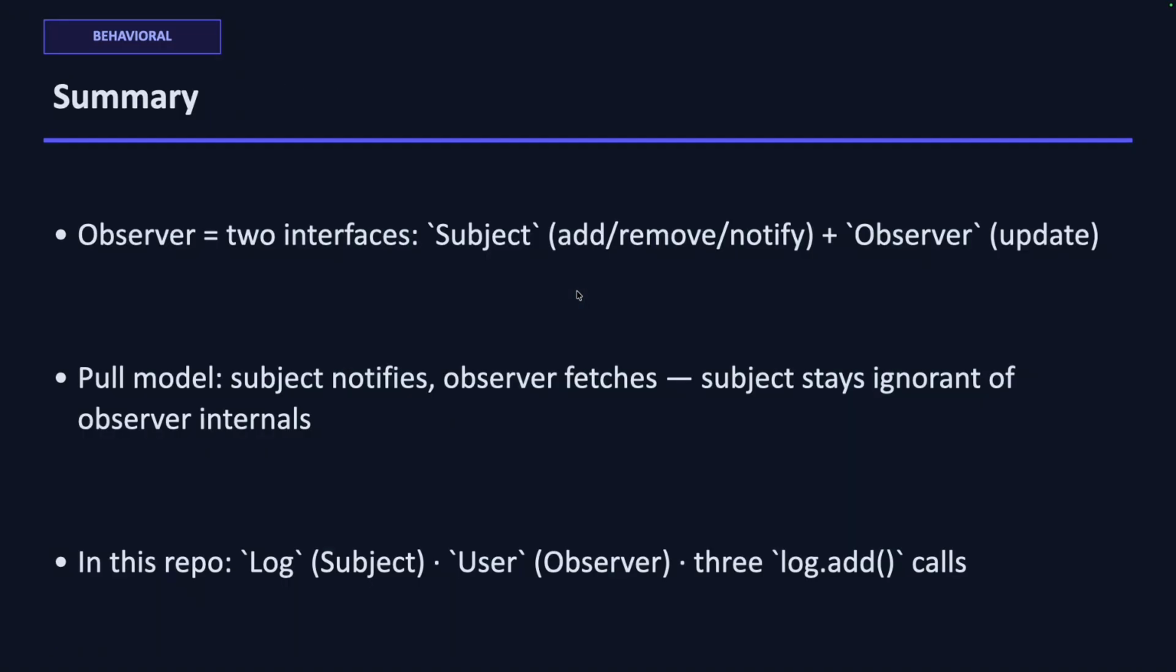In summary, there are three things to remember. First, the observer defines a one-to-many broadcast through two minimal interfaces. There's a subject that has the methods add, remove, and notify, and then there's the observer that only has update. Second, the subject notifies and the observer pulls. This is what keeps the subject ignorant of what the observers actually do with the data. And third, in this repo, the logger is the concrete subject and the user is a concrete observer, and subscribing three users to one logger only takes three lines.